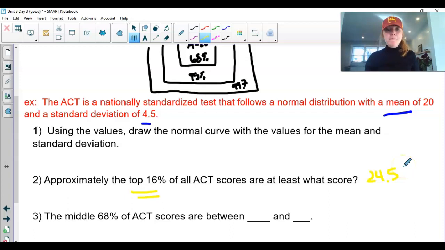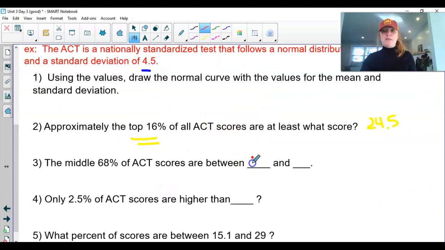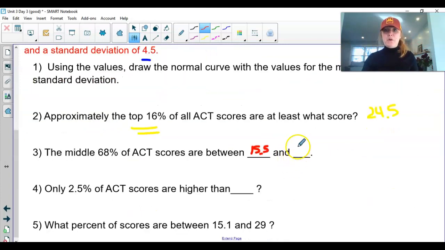Number 3, the middle 68% of ACT scores are between blank and blank. Well, I know, ladies and gentlemen, that the middle 68% are within that first standard deviation, right in this area, between 15.5 and 24.5. 68% of people get between a 15.5 and a 24.5, right here. So again, our goal is just taking this normal distribution, the 68, 95, 99.7 rule, and applying it in context to a problem.